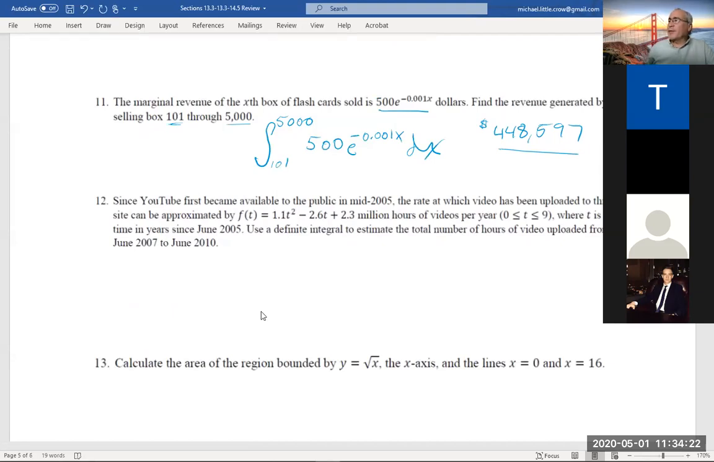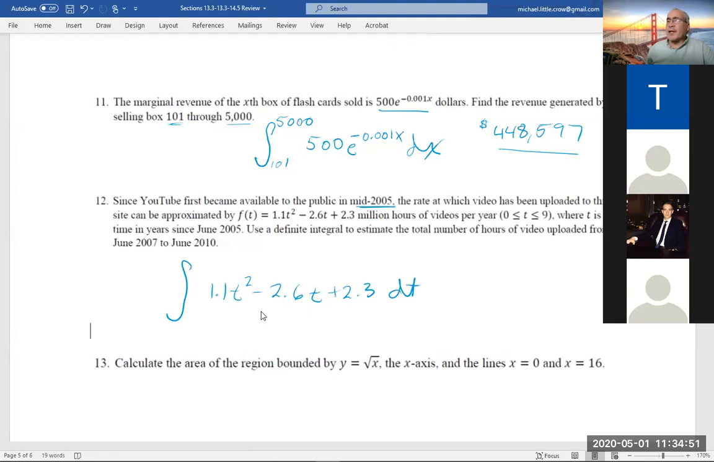Hopefully you remember this one was very similar to one that we did in Alex, and I've got a recording of it. We're going to integrate this function. The thing is, some people were going from 0 to 9, but that's just saying the function's good from 0 to 9. 0 is year 2005, so we have to go for these years. 2007 is 2 years, and 2010 would be 5. So our boundaries are going from 2 to 5.